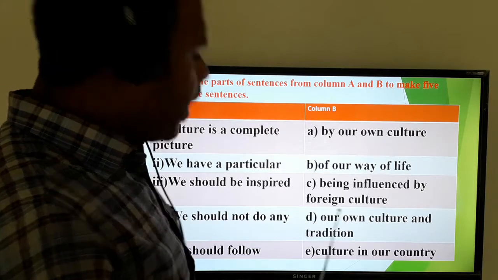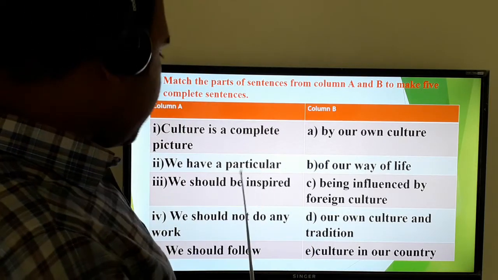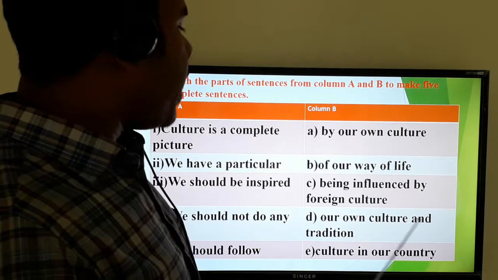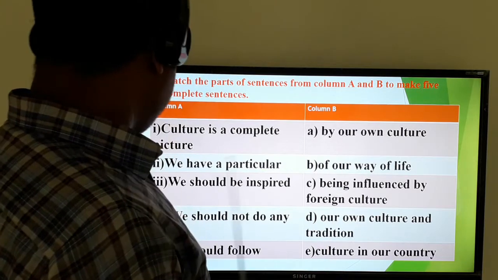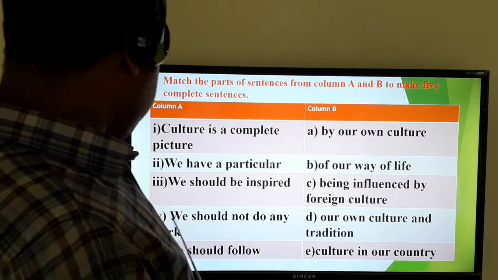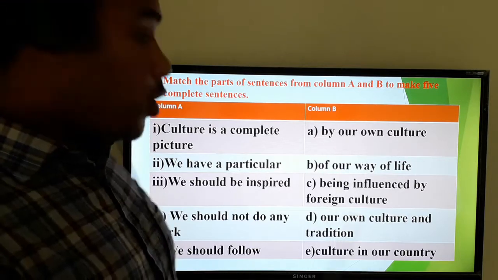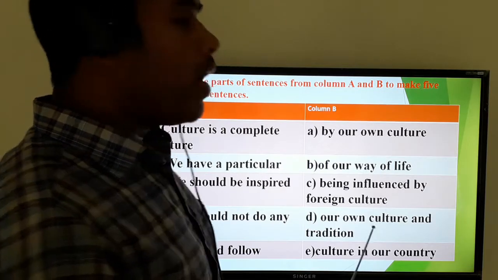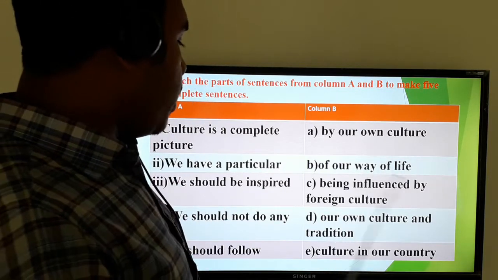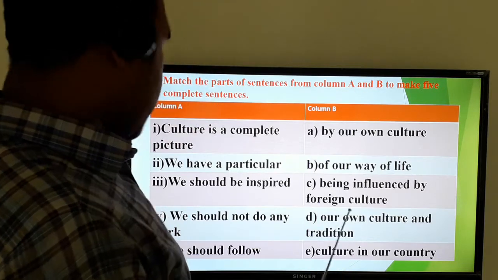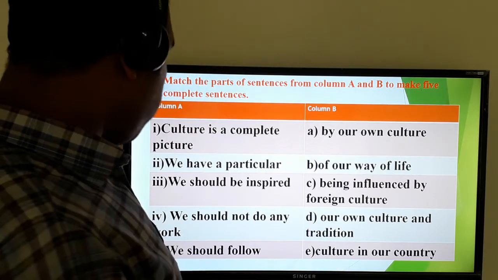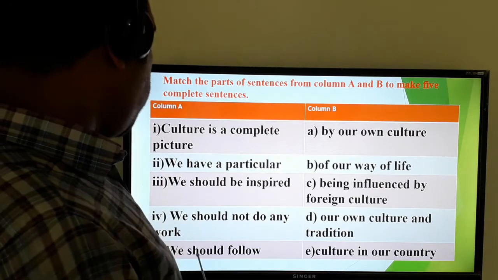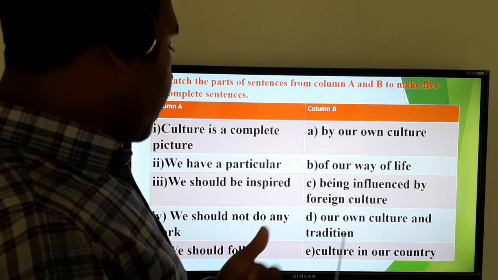We should be inspired. We should be inspired what? We should be inspired by our own culture. So we have to be inspired following our own culture. That is, 3 goes to A. Number 4, we should not do any work. Try to understand, we should not do any work being influenced by foreign culture. So we have to be careful regarding foreign culture. We should follow what? We should follow our own culture and tradition. We have to do that very carefully.